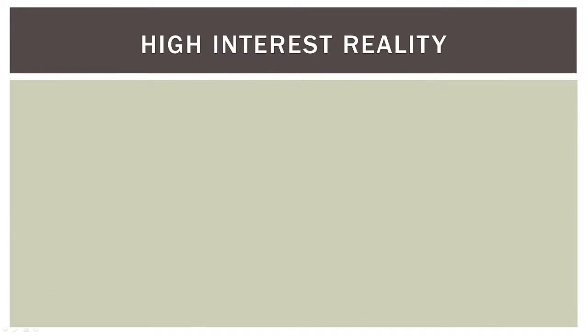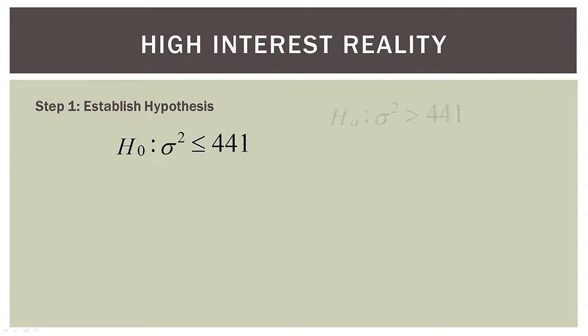So let's actually go back to our problem and solve it. The first thing we want to do is establish our hypothesis. Remember, the upper limit for the variance in this problem was 441. So our null hypothesis says that sigma squared, the population variance, is less than or equal to 441. That's representing our upper limit. Lower than that is great, but that's our upper limit. Therefore, the alternative hypothesis is that our population variance is greater than 441.